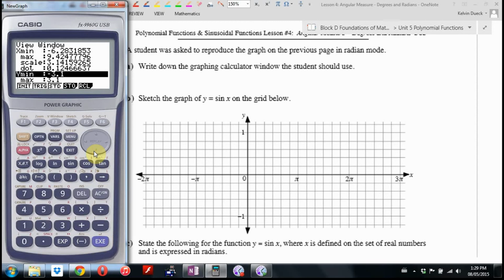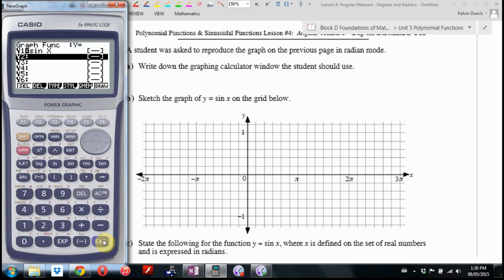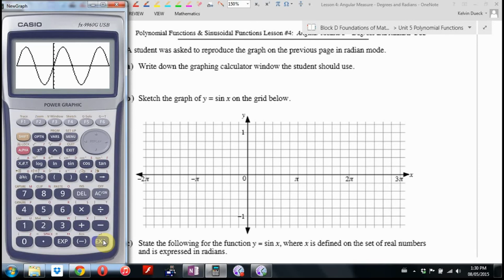Y min: -1.2. It was 1 square past negative 1, and it was 5 squares. We said that each one was worth 0.2. Y max: +1.2. Scale, how about go up by 0.2, since that seems to be what it does there. And there is our sine graph.